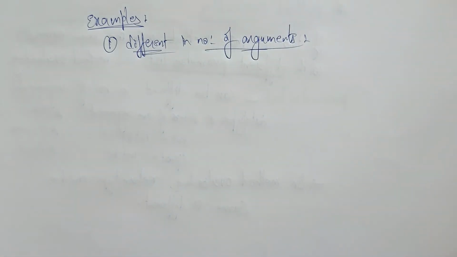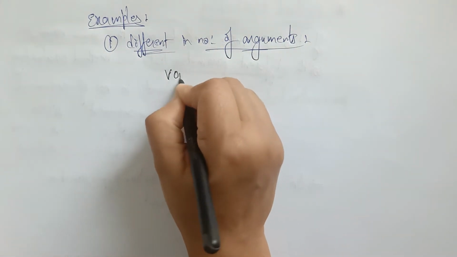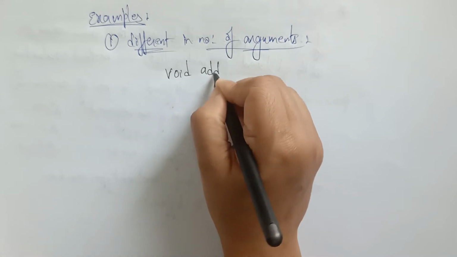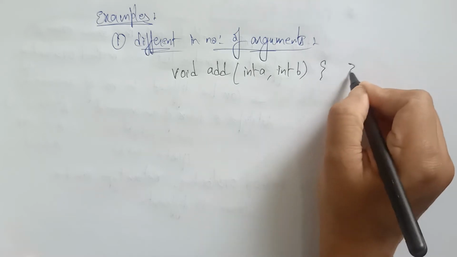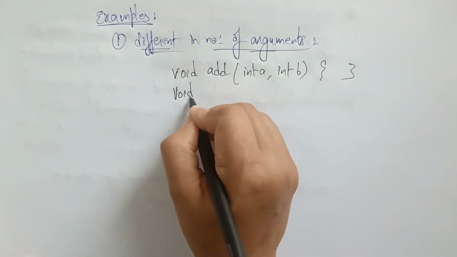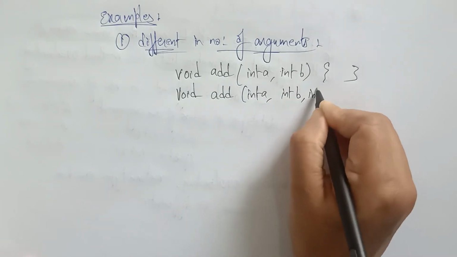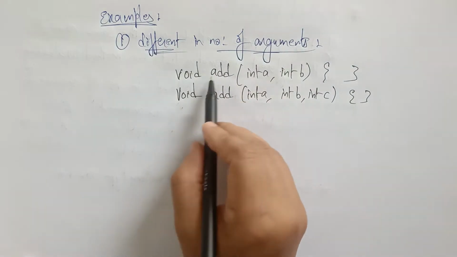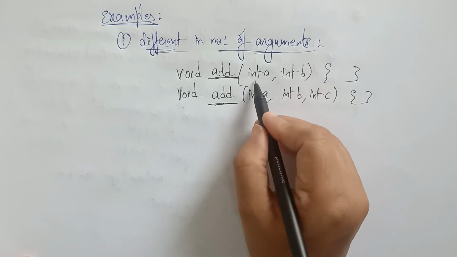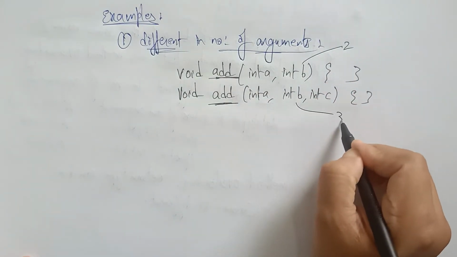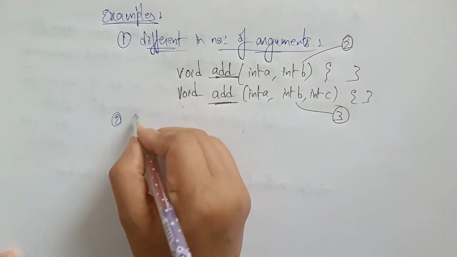So now the arguments are varying, different in number of arguments, like void add(int A, int B), a group of statements. Next I am taking another method, void add(int A, int B, int C). So this is different in number of arguments. Add is the same name, but the number of arguments is different. Here 2 arguments are there and 3 arguments are there. So this is one type of overloading. Next, different in data type.